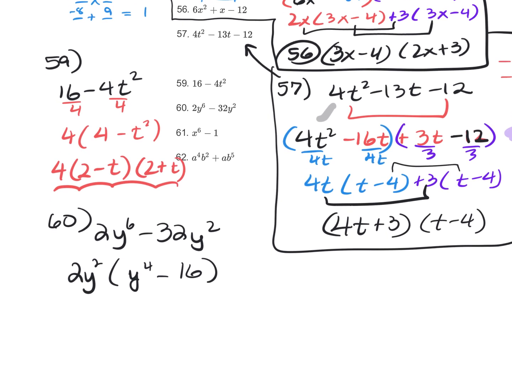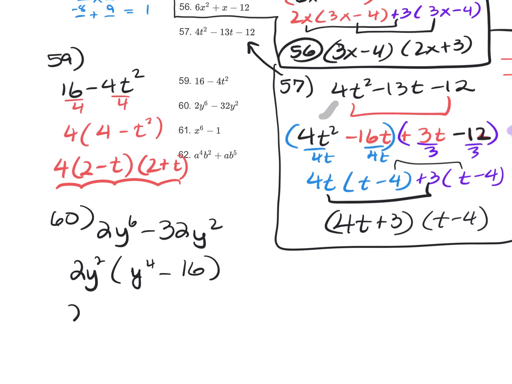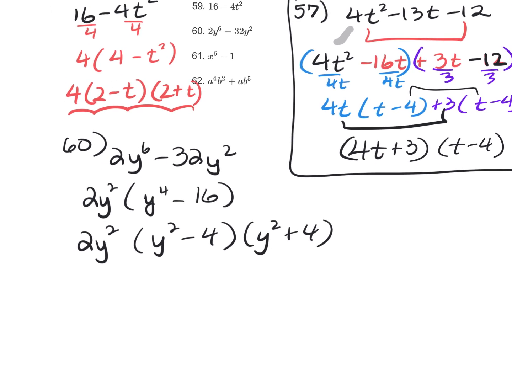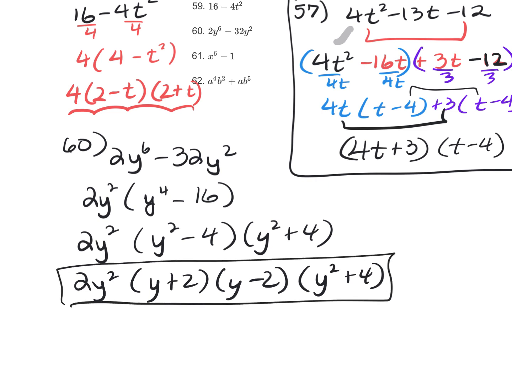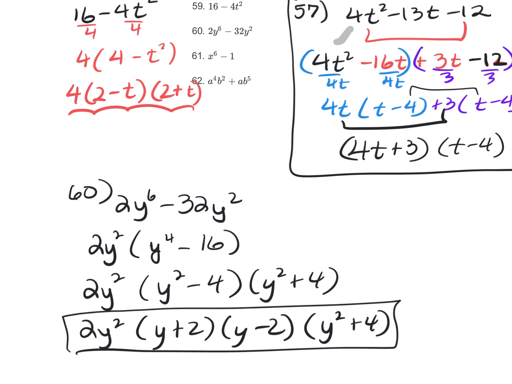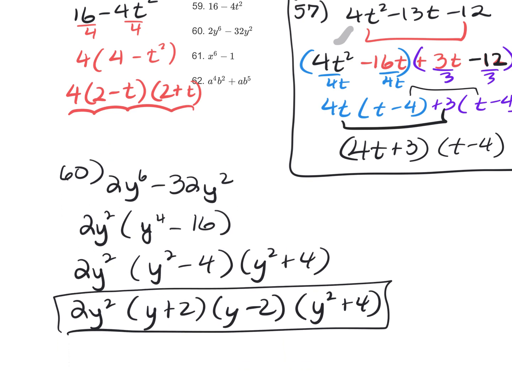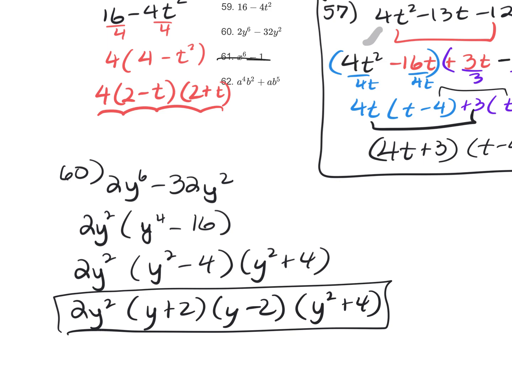Now, however, I have the difference of two squares, so I can keep going here. So 2y squared still is on the outside, then y squared minus 4, y squared plus 4, and then I can keep factoring. 2y squared, y plus 2, y minus 2, and then the sum of two squares can't be factored any further. So this would be the final answer here for number 60. Okay, so the next one is number 60, but again, you won't need to worry about a question like that, so you can skip that one.